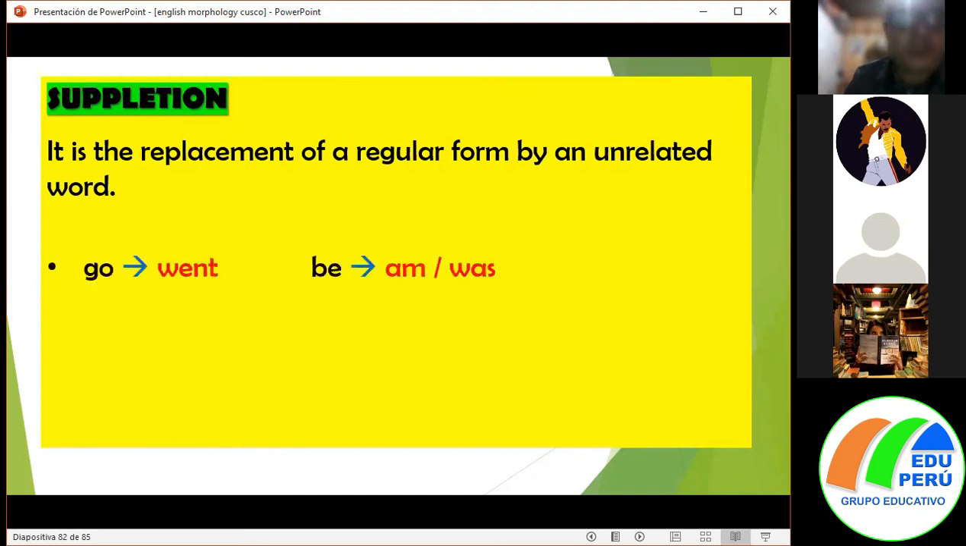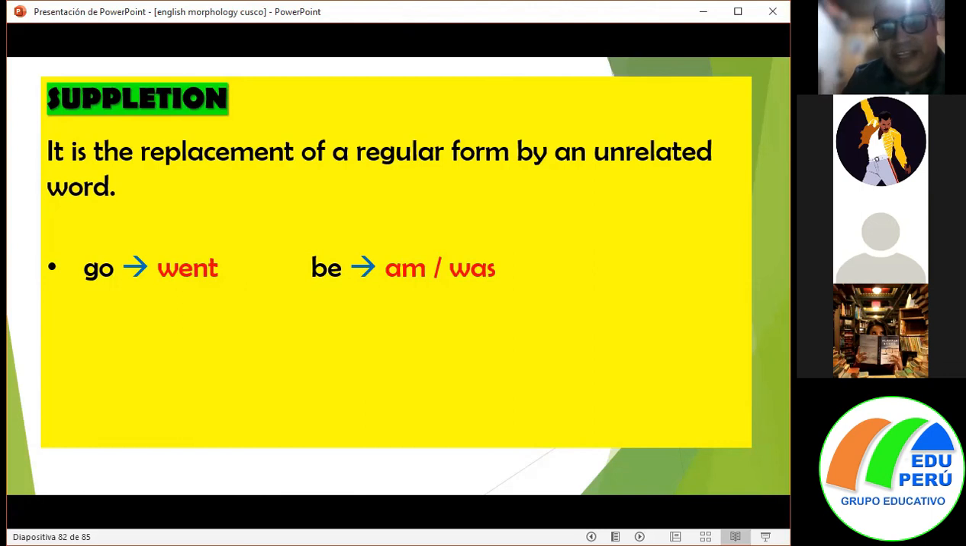The famous irregular forms, no? The verb is irregular, or the adjective is irregular, or the adverb is irregular, in order to make a comparative or superlative. We use some irregular forms. For example, the most common are the verbs, no? Go. So go, the past simple of go, went.